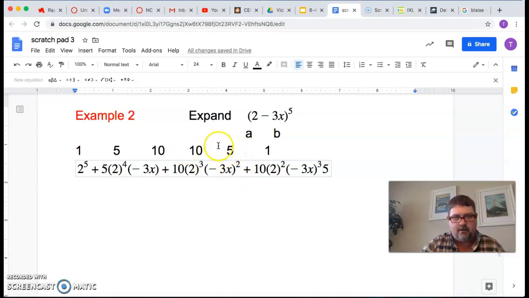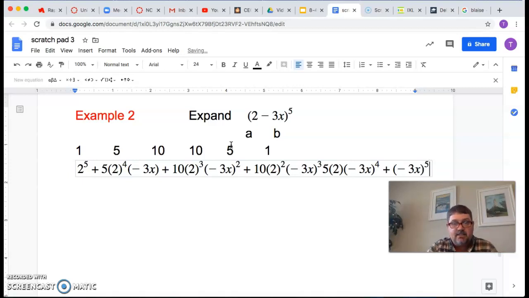2 to the 1 times negative 3x to the 4, finally, plus b to the 5th, which is negative 3x. I'll see if it'll let me sneak this in. That went to another line. It did, I got lucky. Okay, so that's the expansion in sort of a raw form.